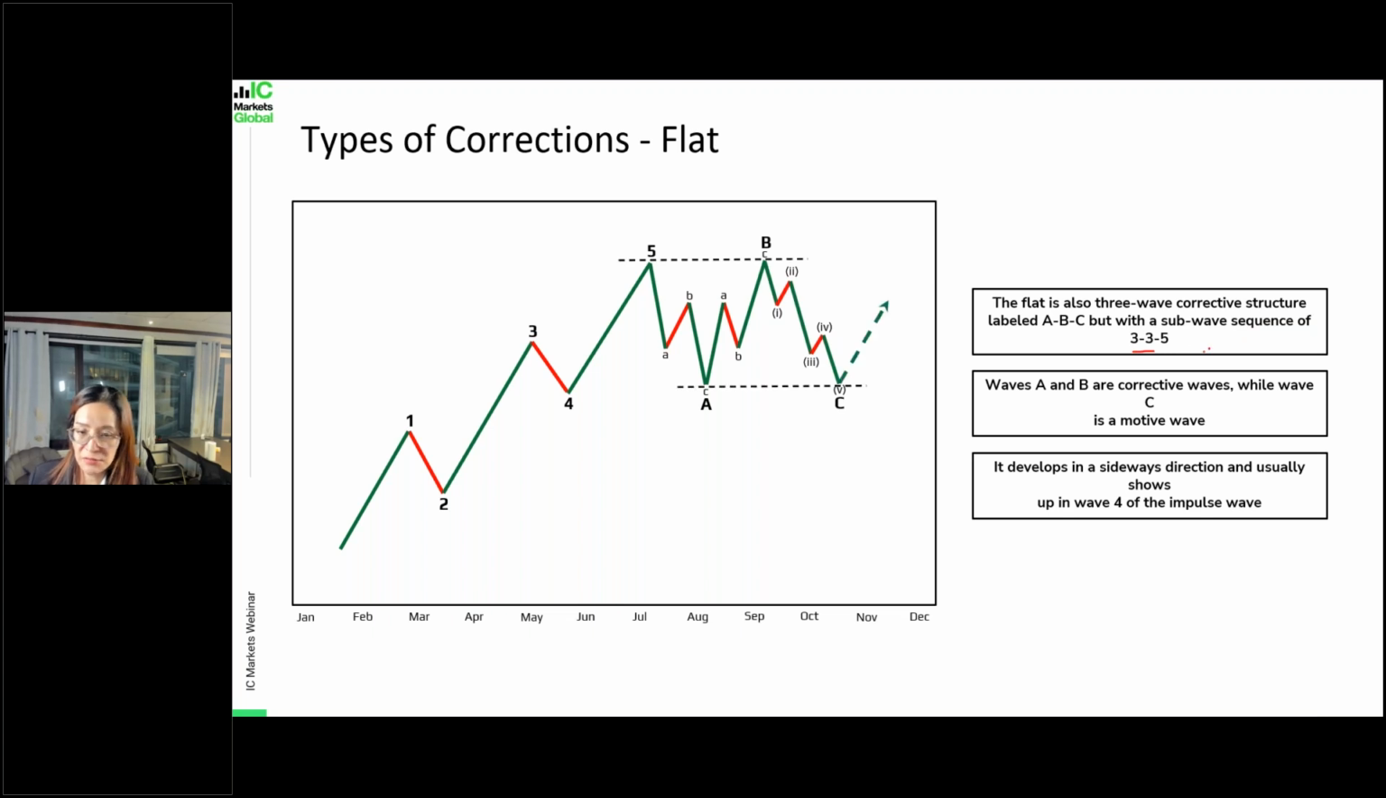What does it mean by 3, 3, 5? Let's say price goes up in a really strong uptrend like that, right? After that, you will notice the price will have a sideways move here. When you have the sideways like this, you will label that from here A, B, C, and within the A, B, and C, there will be subdivided waves.